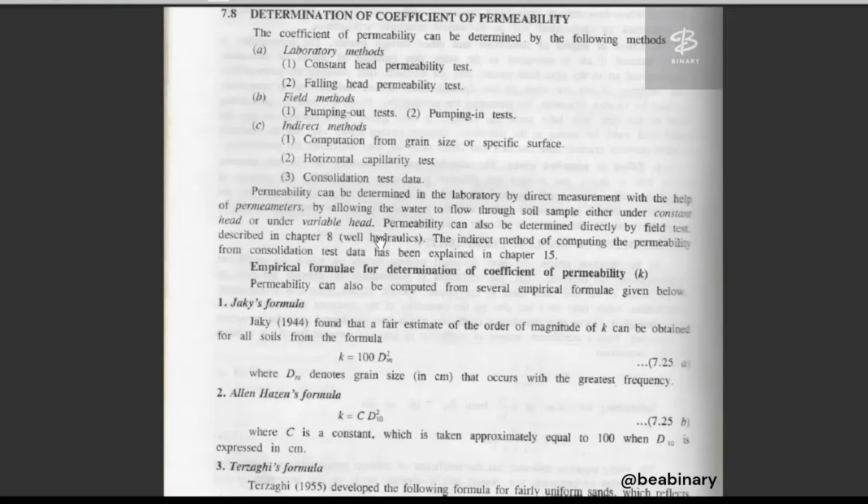permeameters by allowing the water to flow through soil sample either under constant head or under variable head. Permeability can also be determined directly by field test, so कहते हैं well hydraulics, or indirect method of computing of permeability from consolidation test data. So इस तरह से भी किया जा सकता है. So we are interested in laboratory method.